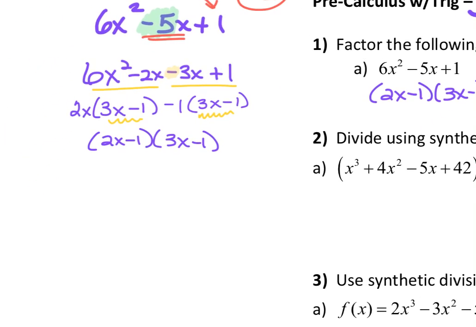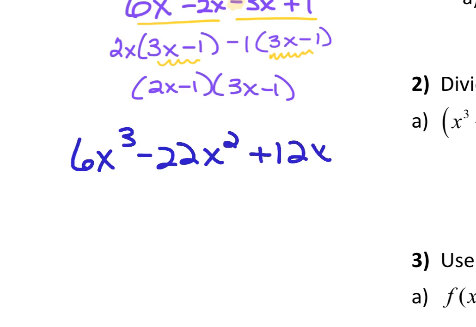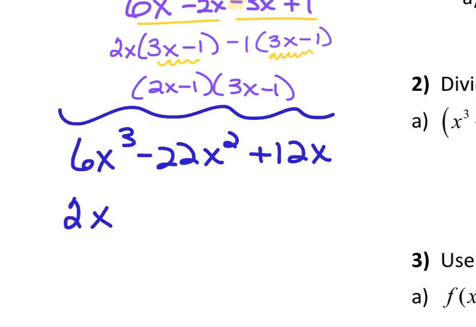The second problem here, let me switch colors, is 6x cubed minus 22x squared plus 12x. And you should see right off the bat that there is a 2 that can divide out from each term and an x that can divide out from each term. So your GCF is 2x. And that leaves me here with 3x squared minus 11x plus 6.